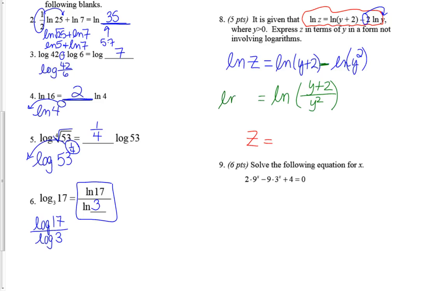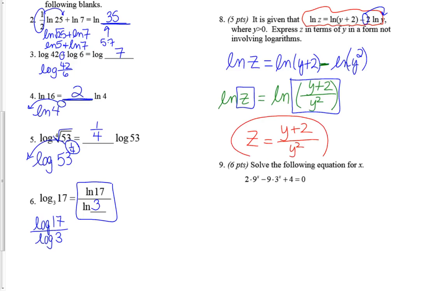On the left, I still had my ln of z. Now I have the ln of z is equal to the ln of this fraction over here, which must mean that z is equal to that fraction, or z is equal to y plus 2 over y squared. Now z is expressed in terms of y. That means there's y's on the right side of the equation, and it's not involving logarithms. There's no logs left.